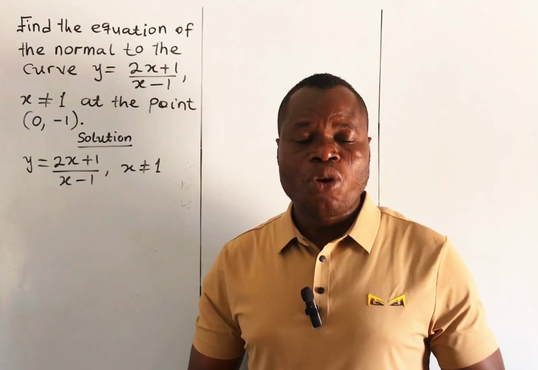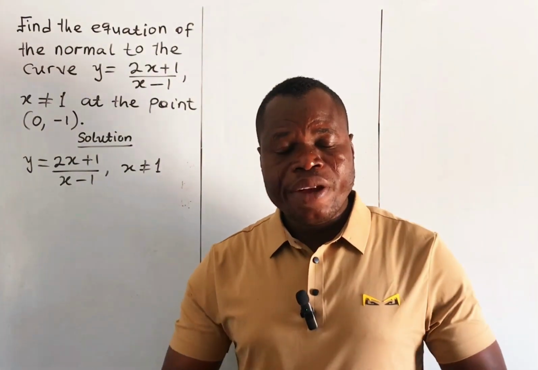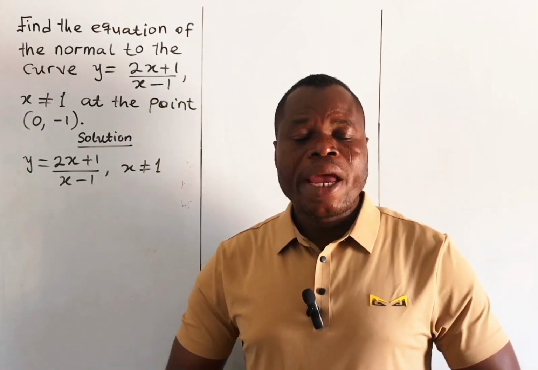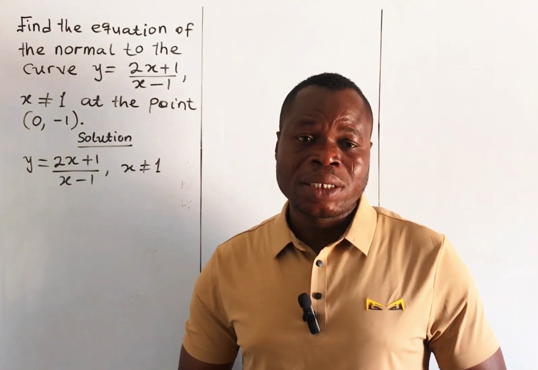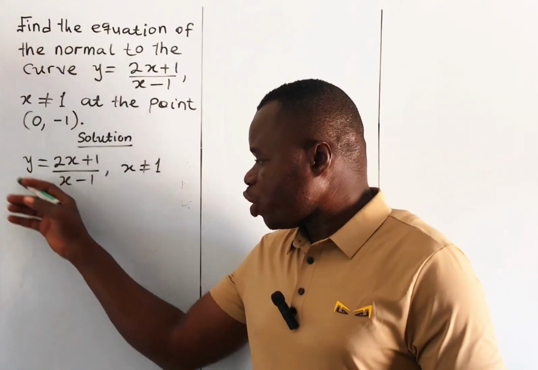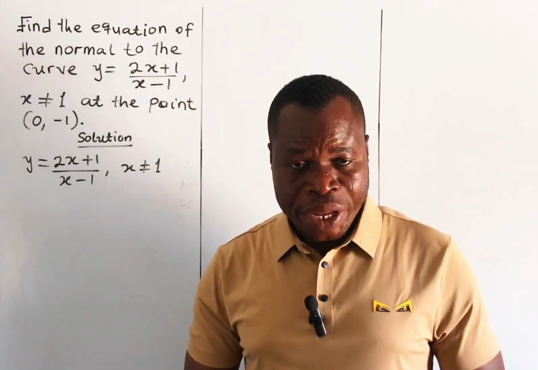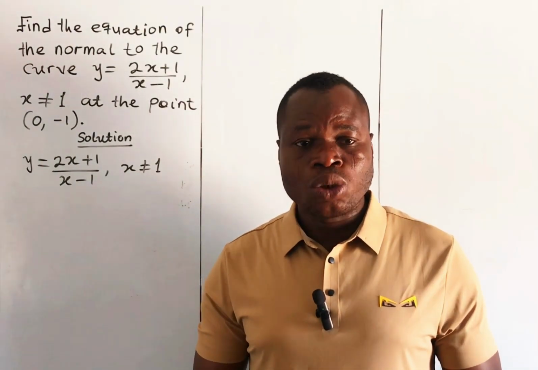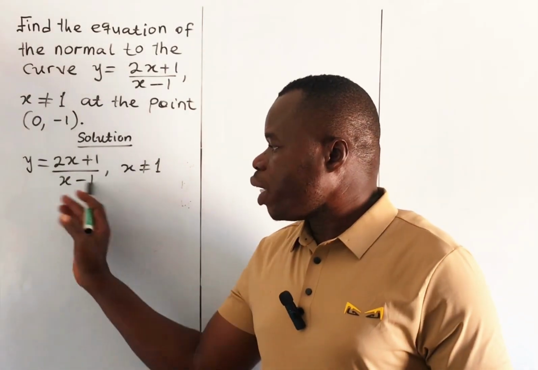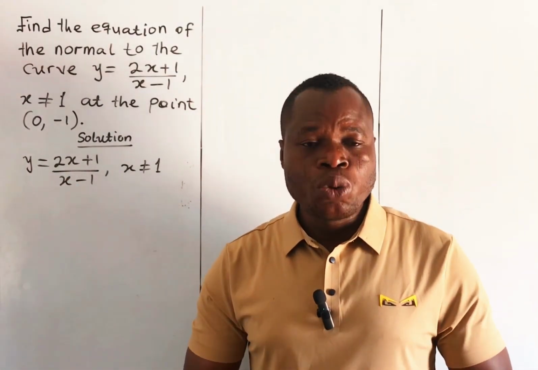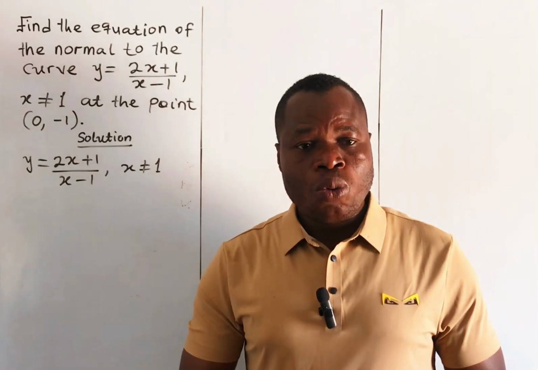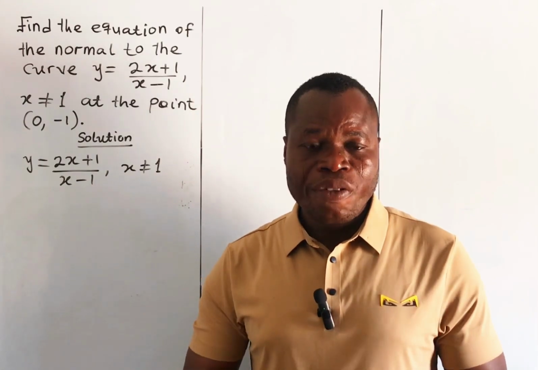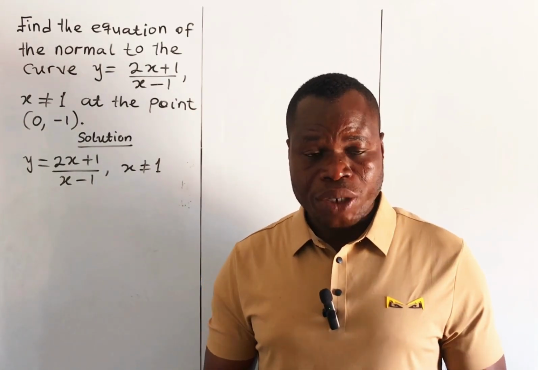To find the equation of the normal to this curve, the first thing is to find the gradient of the tangent to the curve. And how do you find the gradient of the tangent to the curve? You have to differentiate the equation of the curve. What you get is the gradient of the tangent to the curve. And to differentiate this equation, you have to use the quotient rule. We are using the quotient rule because the equation is a fraction, that is, one function dividing another function.